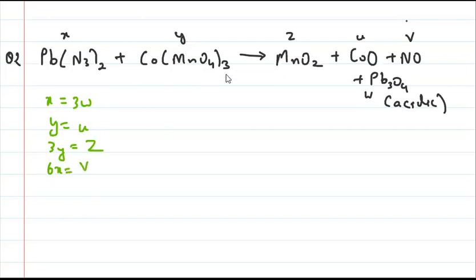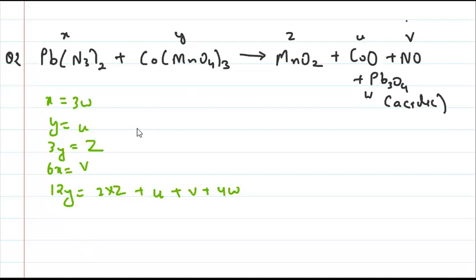Now after nitrogen, anything left? Oxygen is left. If you see oxygen, we have 12Y. Y mole of this compound will have 12Y of oxygen. Now on the product side, it will be 2 into Z plus U plus V plus 4W. Got it? Yes or no? Till this point, everyone got this?